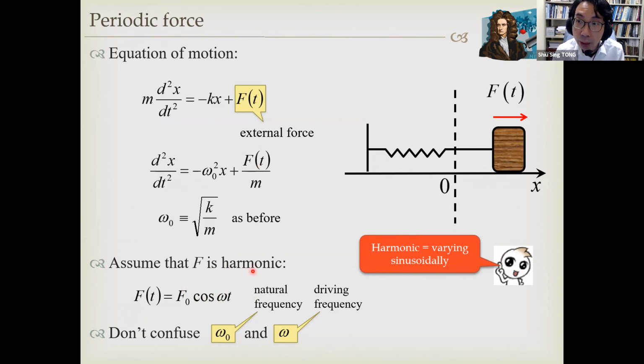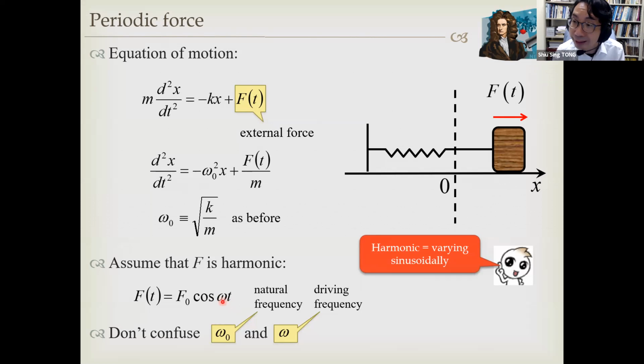I will assume it to change as a cosine function. So I assume that f is harmonic. Assuming something varying with time is a harmonic function means the function is a sine function or a cosine function. Okay, so I write the force F as an amplitude I call F naught, which is a constant, multiplied by the time varying cosine factor. So I have cosine omega t.